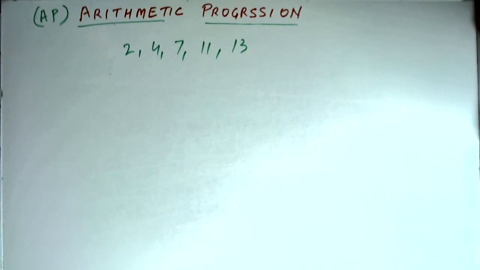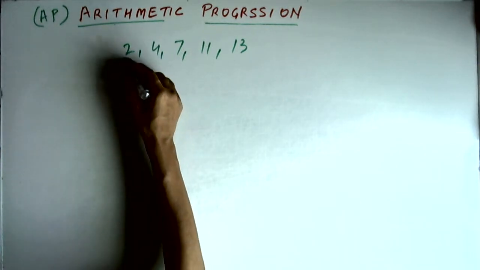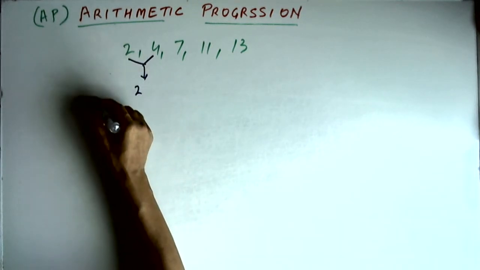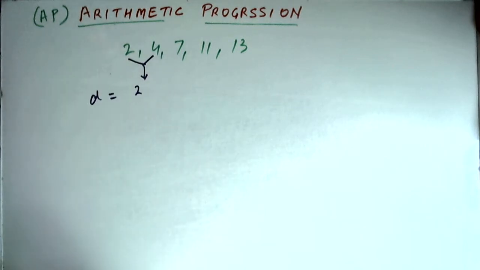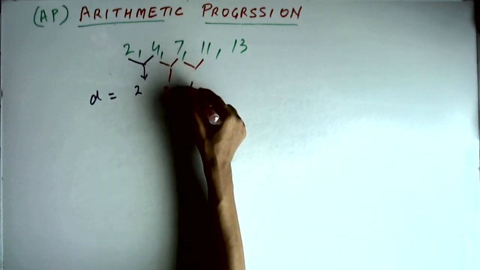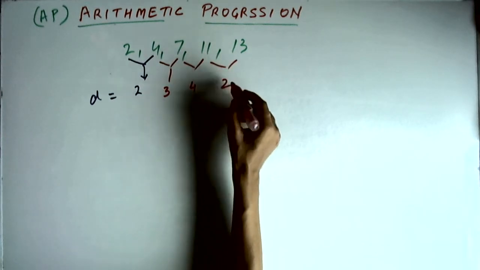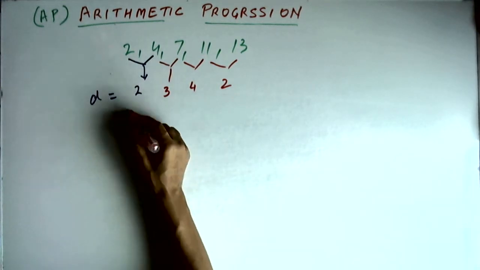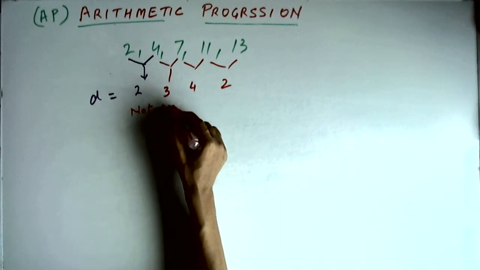Now, as we know by definition, in an arithmetic progression the difference between the consecutive terms is the same. So here we'll find the difference between 4 and 2, which is 2. Now let us see the difference between 4 and 7. The difference between 4 and 7 is 3, between 7 and 11 is 4, and between 11 and 13 is 2. So the difference is not the same. Therefore, it is not an AP.